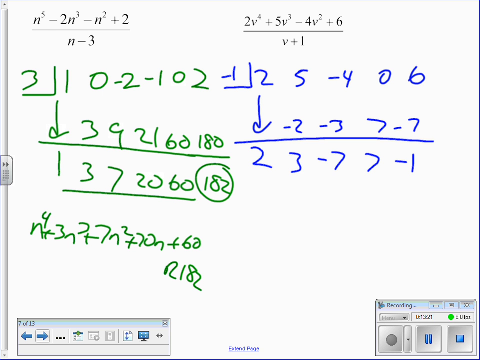Multiply and add. My last number is my remainder. All the rest are my coefficients. And my answer starts with 1 power less than I began with on my original problem. 2v cubed plus 3v squared minus 7v plus 7 with a remainder of -1.